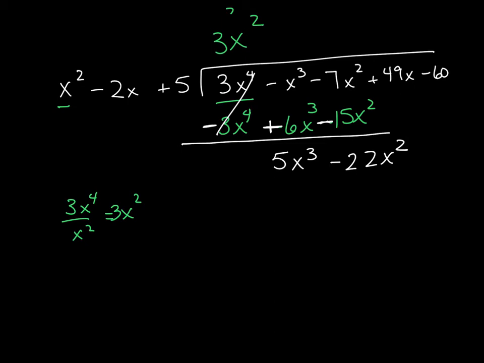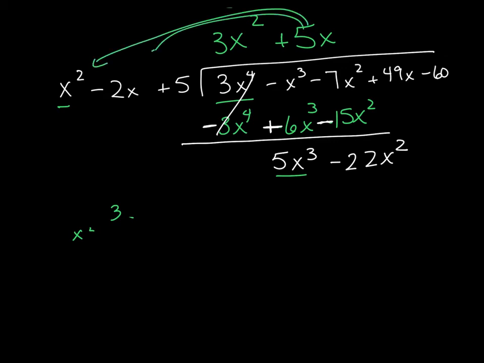I start with, all right, 5x to the third. What do I need to multiply x squared by to equal 5x to the third? Mathematically, that's just taking 5x to the third divided by x squared, and that leaves me with 5x. So that's what goes up in my quotient. Now I go ahead and take that 5x and multiply it times all three of the parts of my divisor.